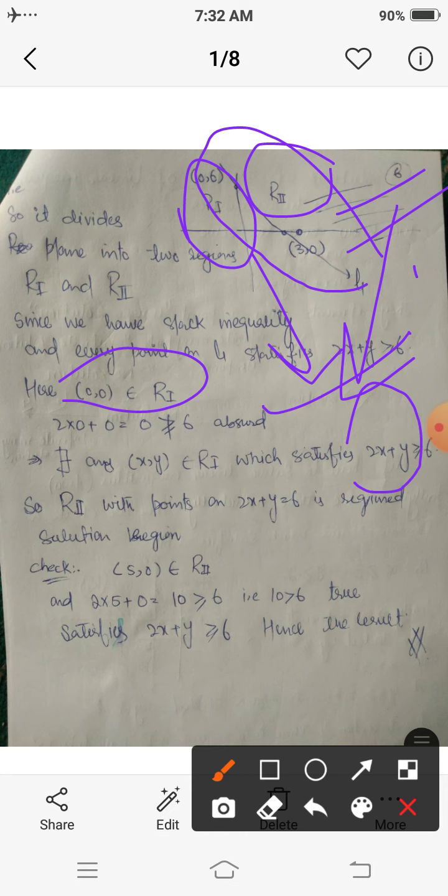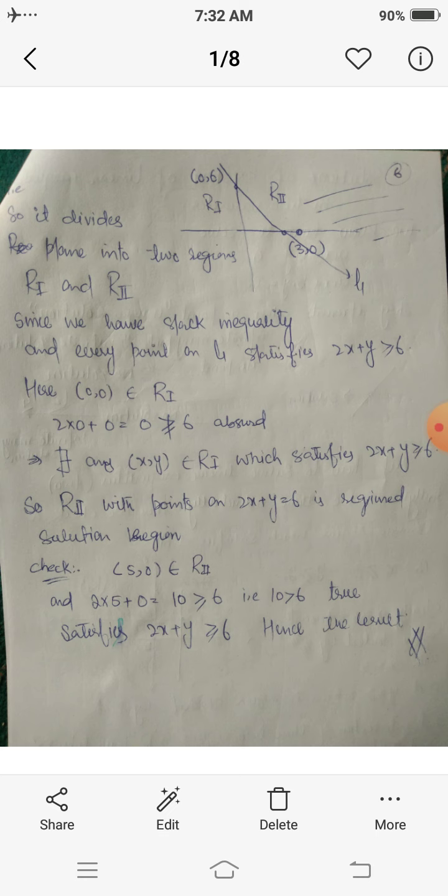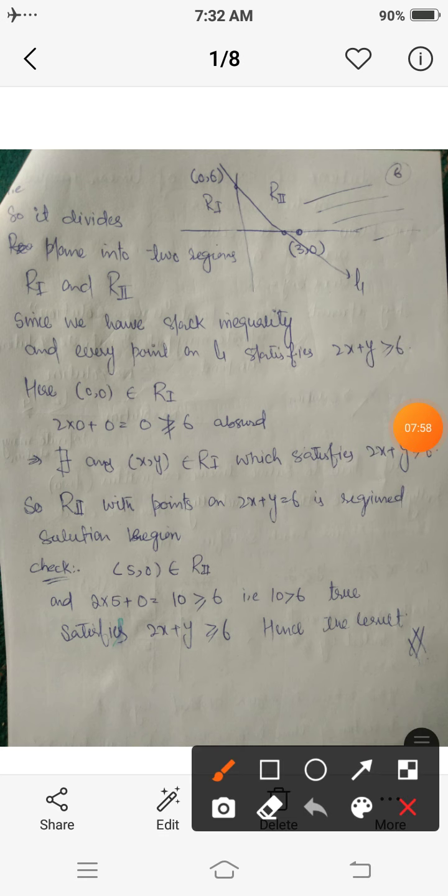Now how to check that region R2 is the solution region? If we consider the point (5, 0), because it lies in region R2, then when we substitute we get 2 into 5 plus 0, that is 10, which is greater than or equal to 6. So each and every point from R2 satisfies the given inequality. We can say that this region and the points on the line 2x plus y equals 6 form the solution region for 2x plus y greater than or equal to 6.